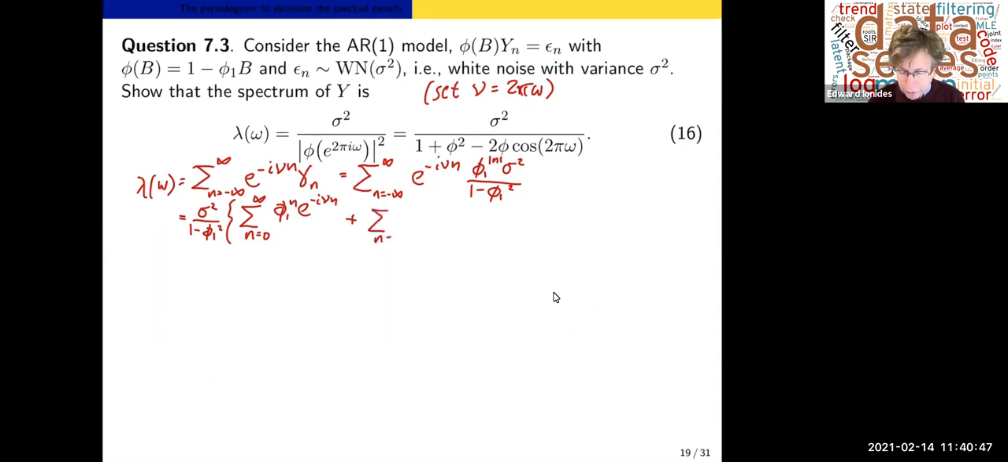Again, I'm going to start from n is 0 to infinity. When n is negative, here I'm flipping the sign of n to be positive, so that I still have phi_1 to the n. n is negative, so e to the minus i nu n is being summed over the positive range. So this becomes e to the i nu n. And then I've double counted the term from frequency 0, so I have to subtract that off again.